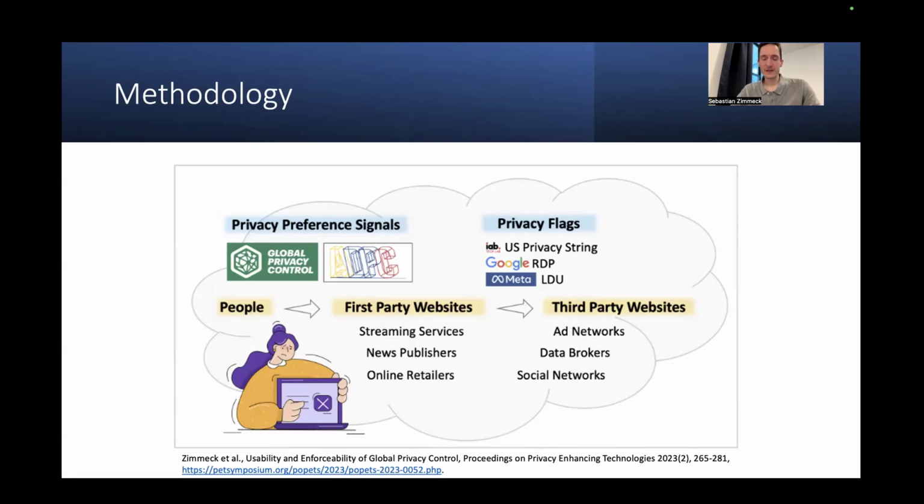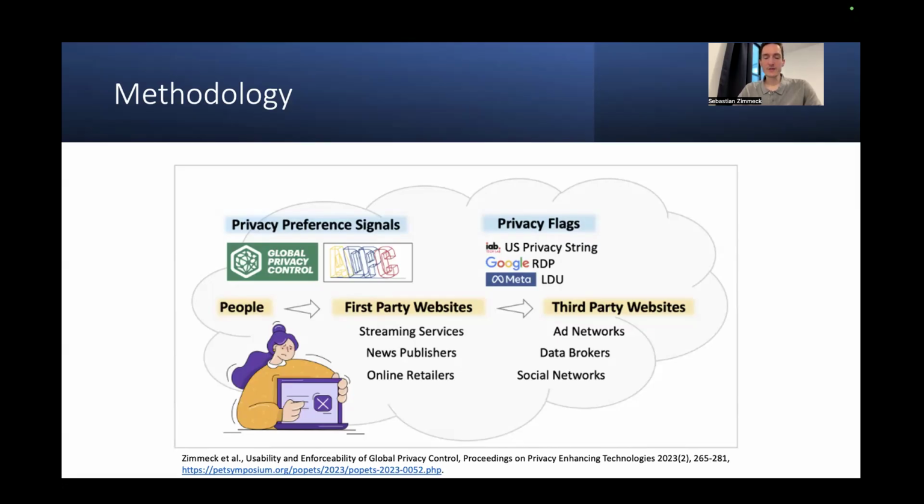enabling of GPC. And that reaction can be seen in privacy flags, such as the IAB US privacy string, Google's restricted data processing RDP, or Meta's limited data use LDU. The idea here is that the site receives the GPC signal and then propagates this signal by enabling the opt-out right in these different privacy flags.